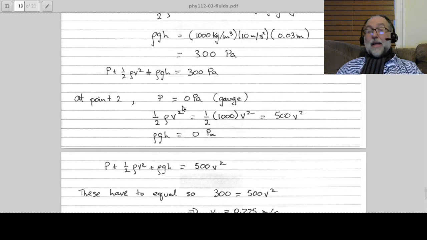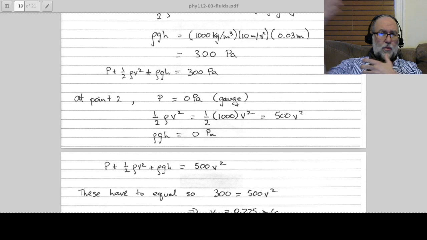At point number two, we're back out into the atmosphere. And so again, we're at zero pascals gauge. If you wanted to put 101.3 kilopascals, you would have had 101.3 at both points, and it would have canceled out. So it doesn't change it. I just like working in gauge pressure when I'm talking about atmospheres, at least for Bernoulli's equation, because it's just a zero.